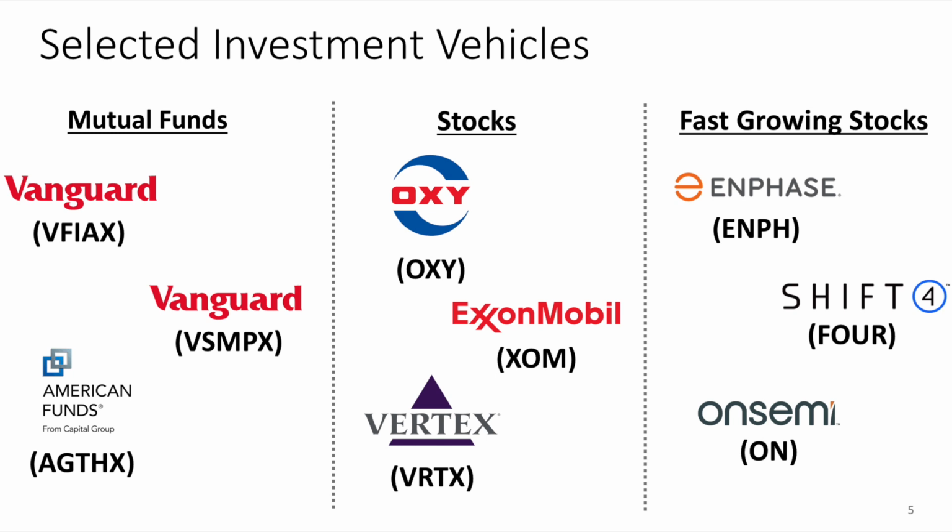Next, 3 major stocks were also selected due to their stability and long-term growth perspective. The selected stocks included companies like Occidental Petroleum Corporation, OXY, ExxonMobil, XOM, and Vertex Pharmaceuticals, VRTX. Lastly, 3 stocks were selected which had a fast-growing potential for quick gains in the market. These included companies like Enphase Energy Incorporated, ENPH, Shift4, FOUR, and Onsemi, ON.